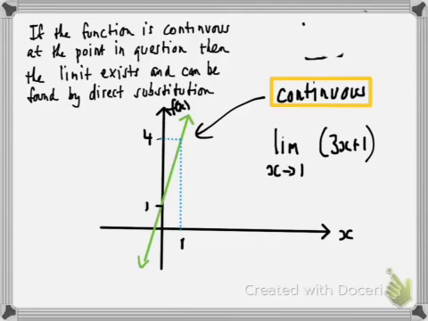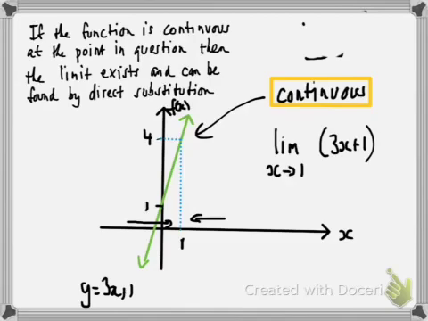I've drawn the graph of y equals 3x plus 1. Okay, that's the green graph there. And we're asked to find the limit of 3x plus 1 as x approaches 1. Well, if we put x equals 1 into there, we get 4. So the closer that we get to 1 from either direction, the closer the y value will be to 4.